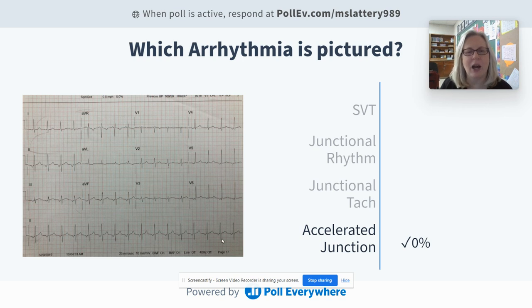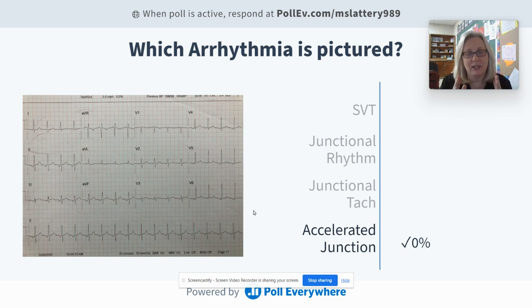All right, so accelerated junctional because the heart rate is 300, 150, 100. It's just below 100. We counted them all up: 1, 2, 3, 4, 5, 6, 7, 8, 9, 10, 11, 12, 13, 14, 15, 16 times 6. Not good with the math in my head today. 16 times 6 gives us 96. So this is definitely below 100. It's not junctional tach. It is accelerated junctional.